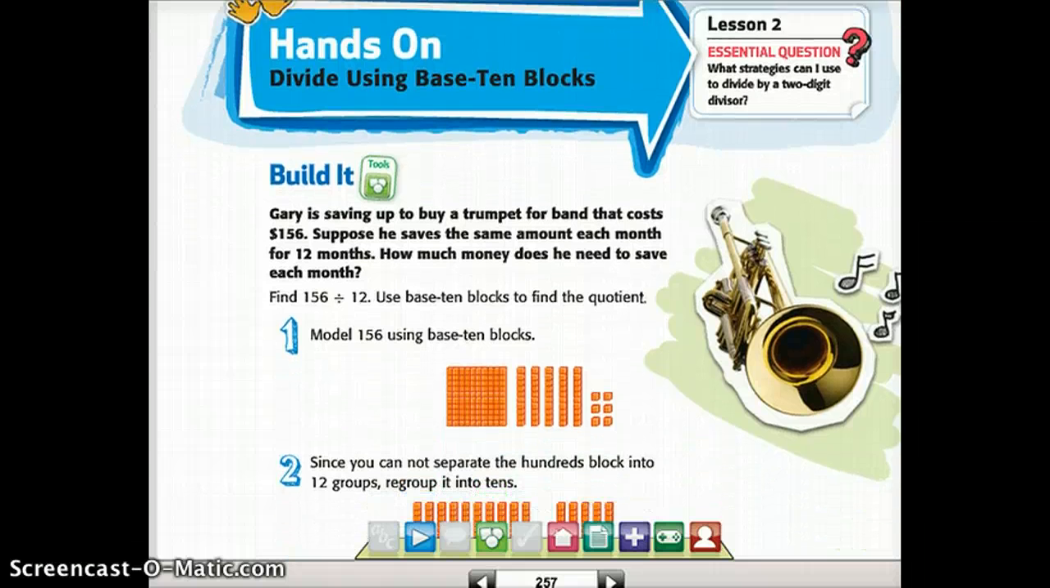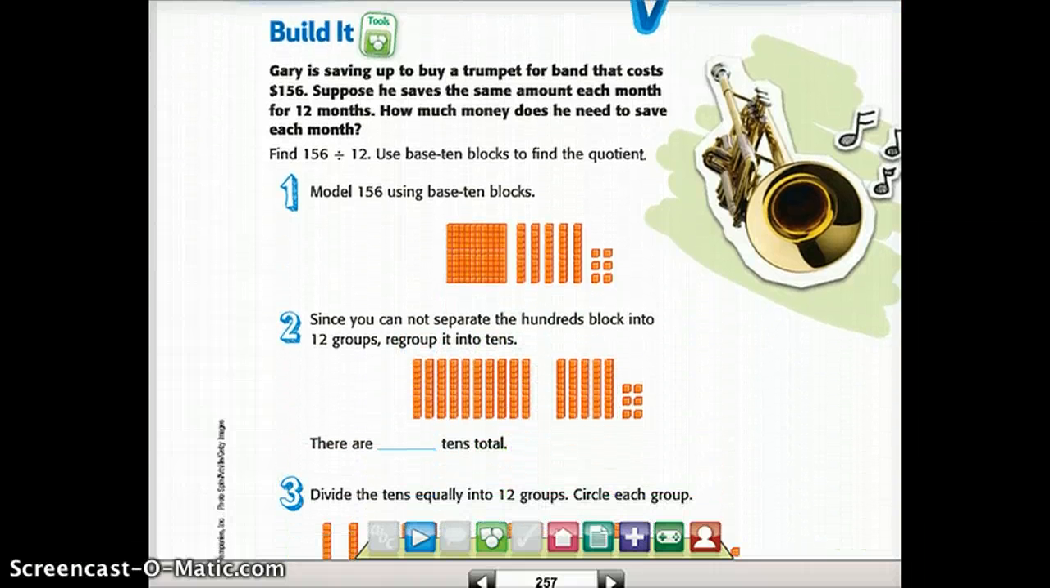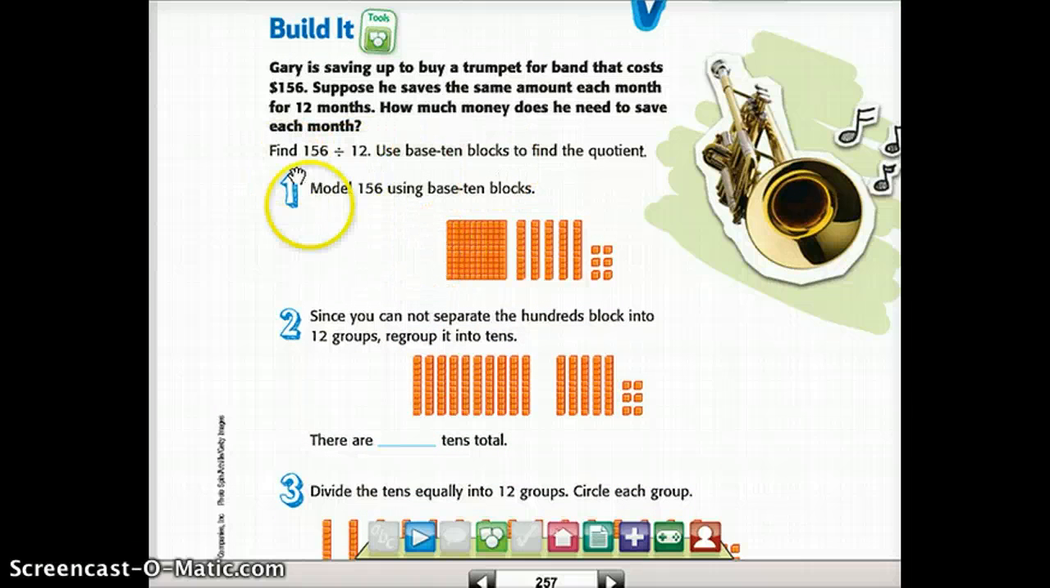So first we would get out the base 10 blocks, and we'd have to have 100. So there's the 100 block. And then we have to have 5 10 blocks, right? Because there's 56. So 1, 2, 3, 4, 5 10 blocks. And then there's 6 ones. So there's our 6 ones. Now we can make them into groups. We have to have 12 groups because we're dividing by 12.